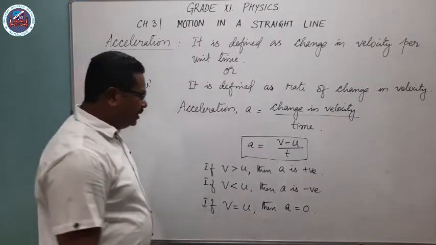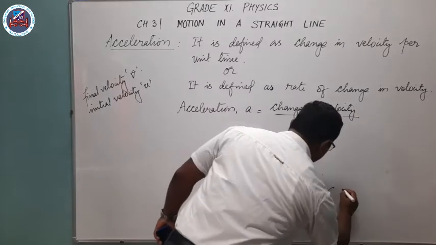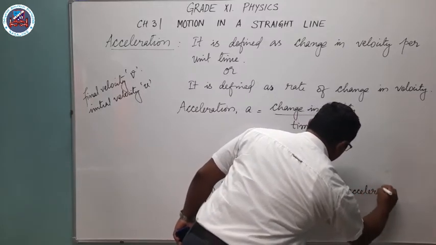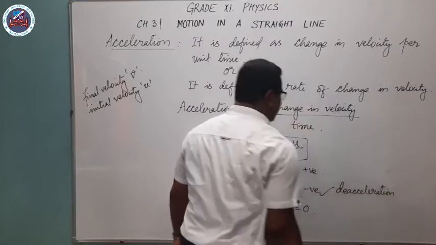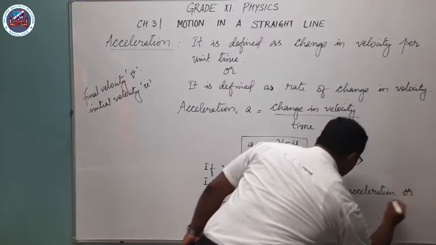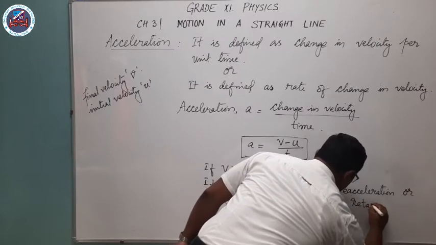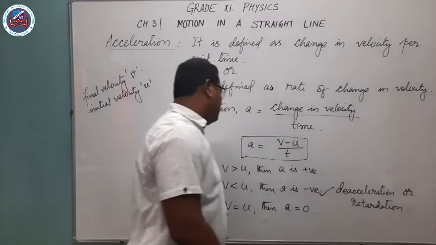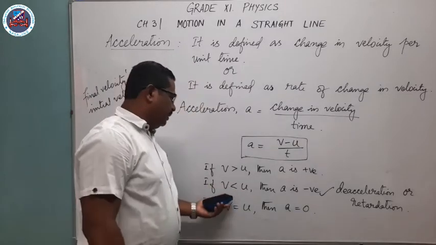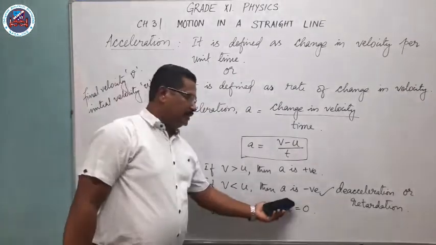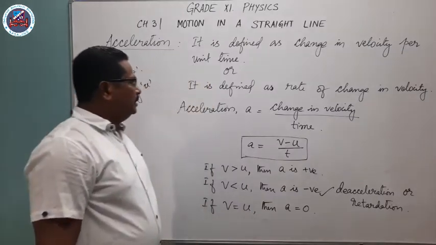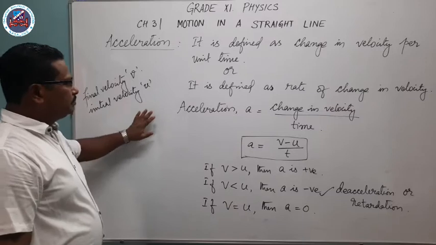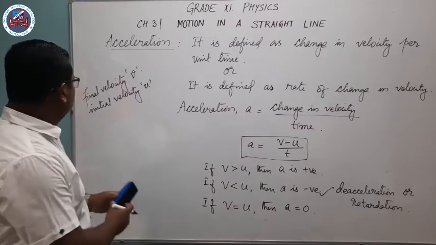And this negative acceleration, sometimes we call it deceleration, or we call it retardation also. Retardation or deceleration, when we use the term, it indicates negative acceleration. Acceleration is negative. So this is all about acceleration. Now let us see about average acceleration.